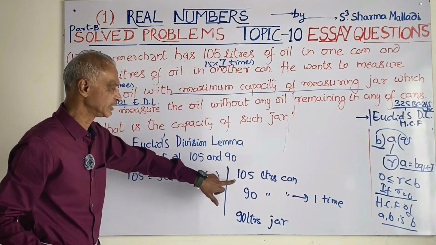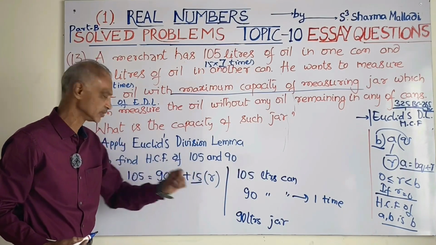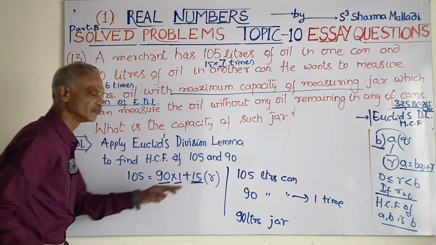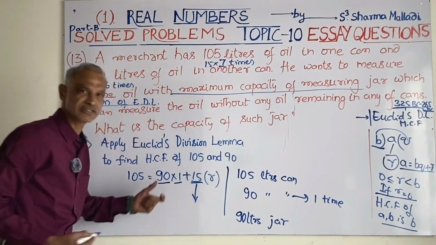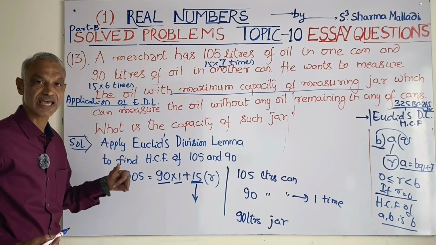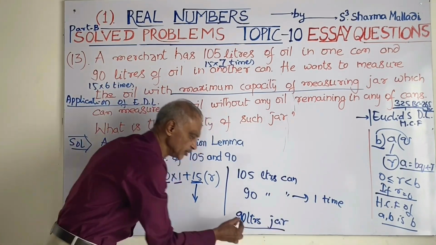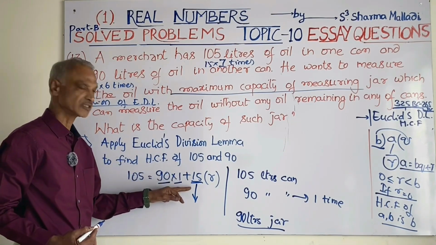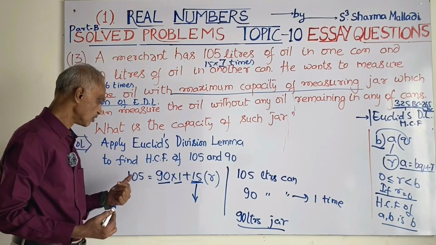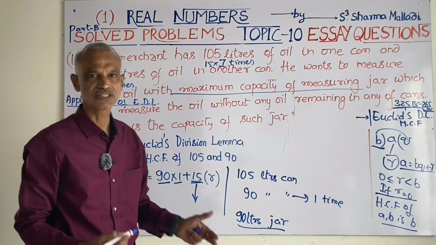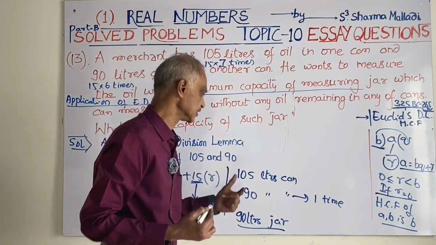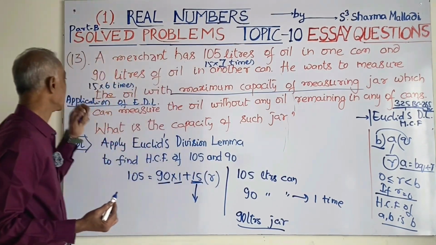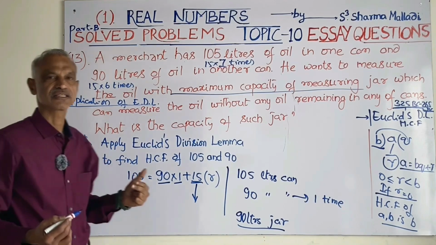But if you take the 105 liters can, you see 105 is equal to 90 into 1 plus 15. 15 liters remains in the 105 liters can. With the 90 liters jar, you can measure one time, but 15 liters of oil will remain in the 105 liters can. That's why we have to take a 15 liters jar, because the HCF of 105 and 90 is 15.